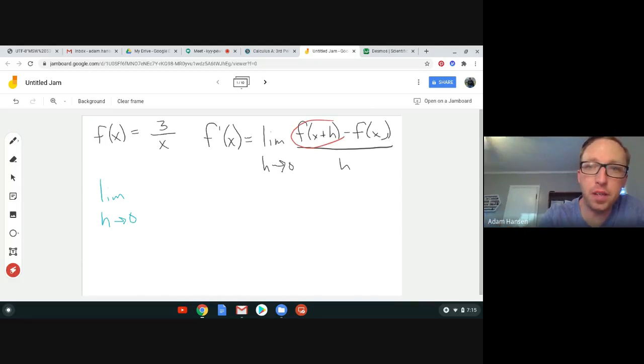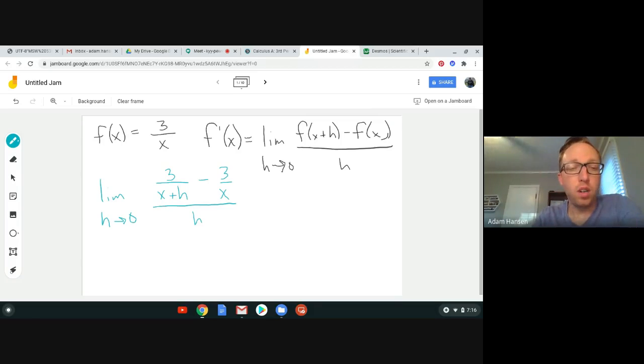Well, what would f of x plus h look like? We're going to substitute x plus h into x. So that will give us 3 divided by x plus h. Now we're going to subtract f of x. F of x is equal to 3 over x, all divided by h. All right, so our derivative f prime of x is equal to this limit.